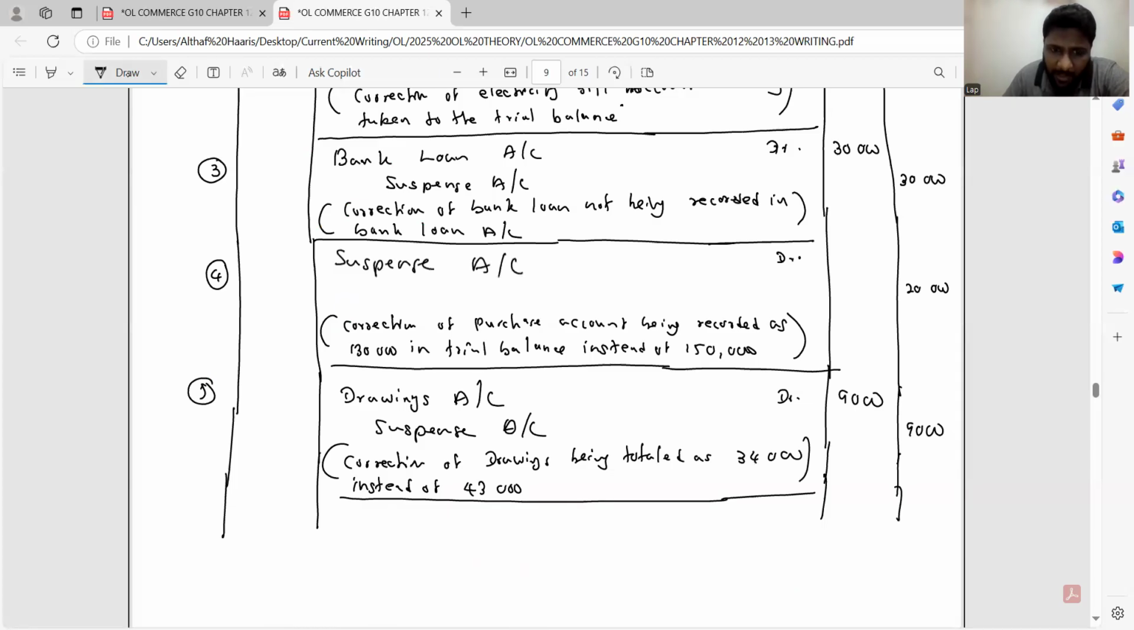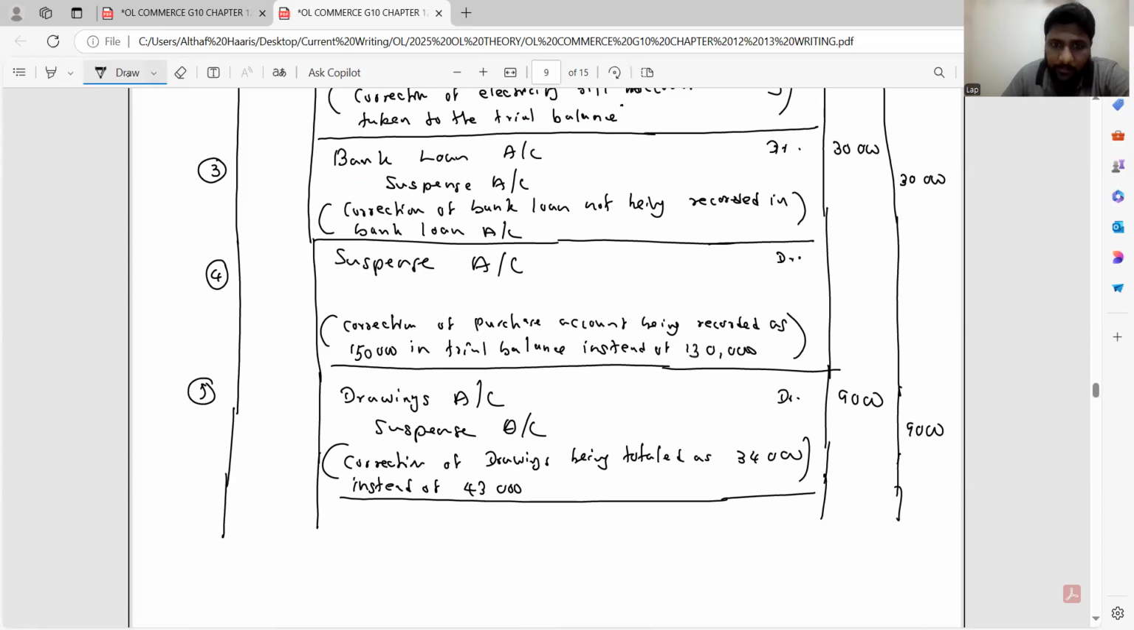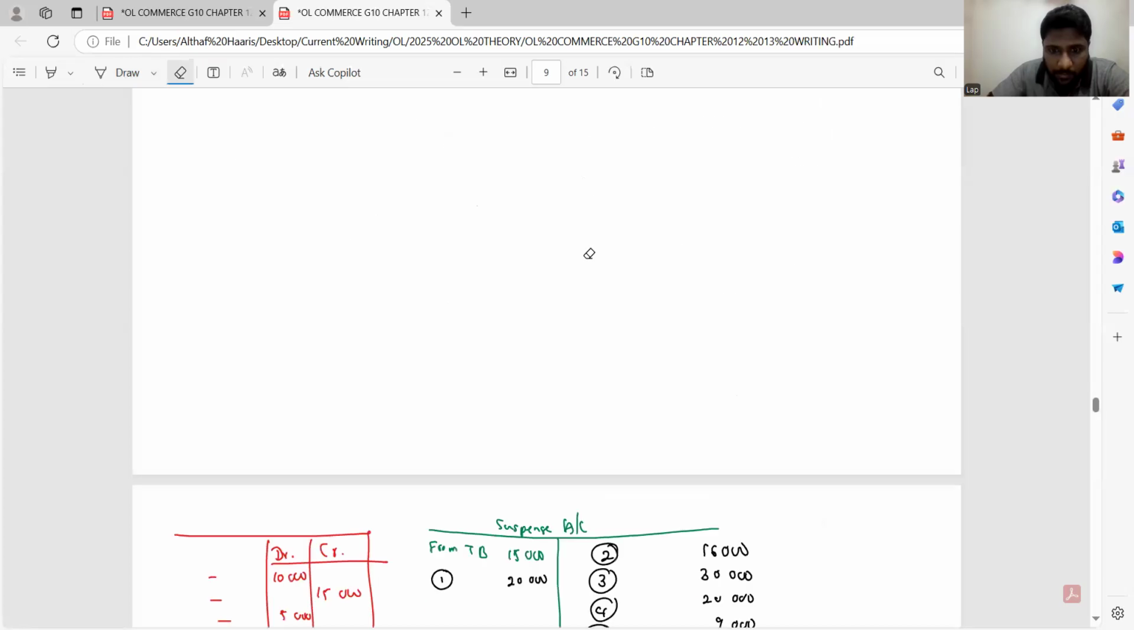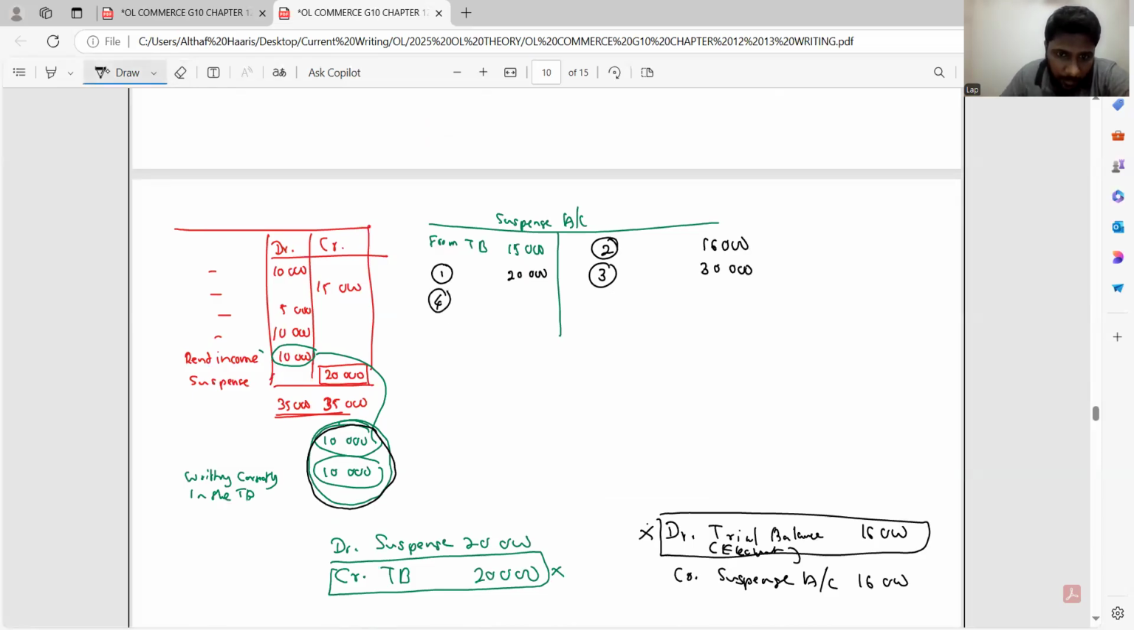Correction of purchase account being recorded as 150,000 instead of 130,000. 20,000. Fourth one, 20,000. 9,000. Now we corrected all the errors.